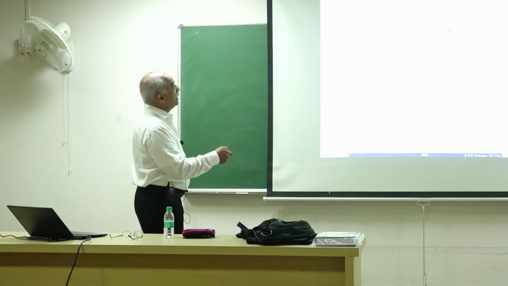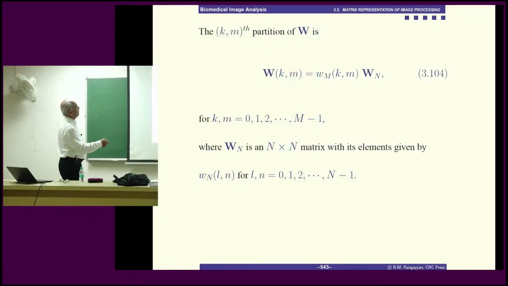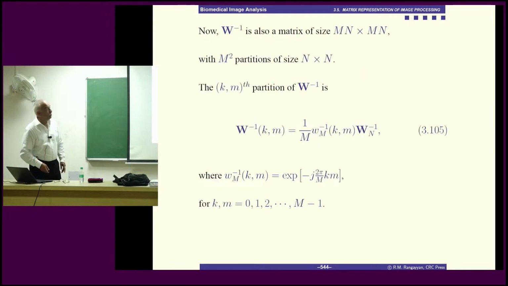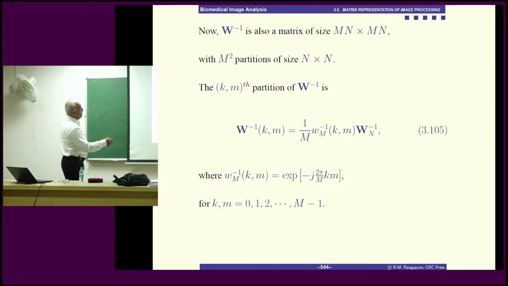So the kmth portion of W is given by this function times WN. WN is an N by N matrix, given by the DFT coefficients. W inverse is also MN by MN, and it has M square partitions of size N by N, and the partitions are given by the inverse of that function, times WN inverse. So similar to what we saw in 1D. I won't read all of that.